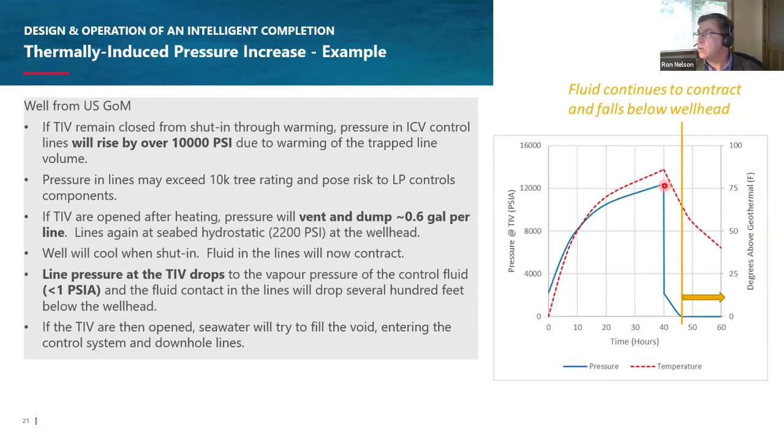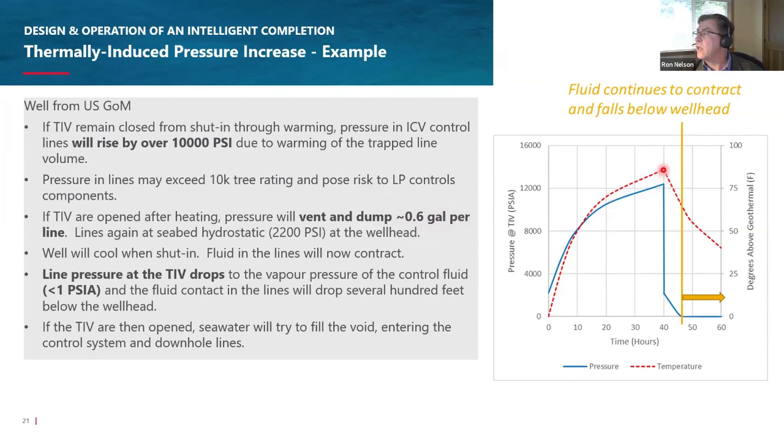If this was a 10K tree, that could be very problematic for that tree, and also this pressure is acting on the valve itself downhole and potentially risking bursting the control chamber. So this is probably one of the most significant design loads you can have in the system. If I then open that valve once it's hot and allow that pressure to vent, it'll drop back down to about 2,200 psi. I'll dump about 0.6 gallons of fluid per line.